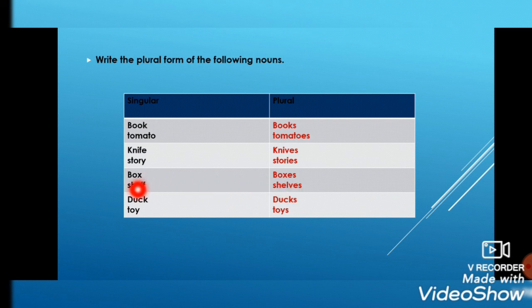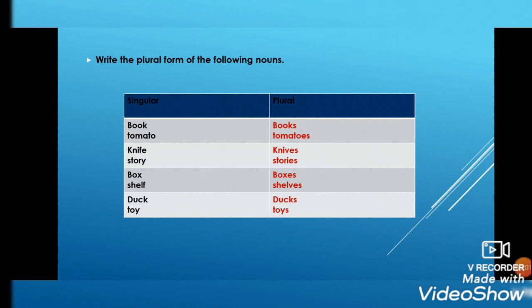It ends with x, so we have to add es. Shelf, shelves. So it ends with f. We have to cross the f and add ves to form the plural noun. Duck, ducks. We only add s. Toy, toys. We only add s because it ends with y and before it there is a vowel letter.